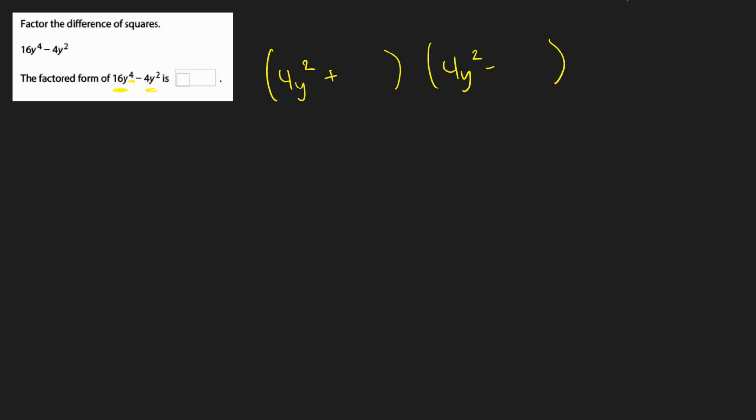And then the last thing is, well, how do I get to 4y squared there? Well, what times what is 4? It has to be the same thing, so that's going to be 2y and 2y. Because again, 2 times 2 gives me 4, and y times y gives me y squared.